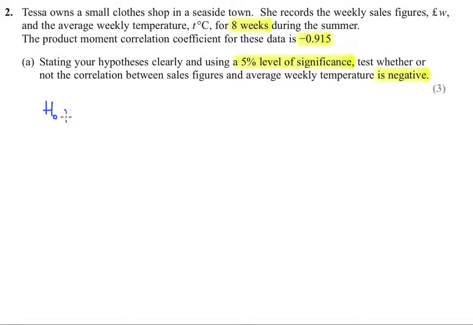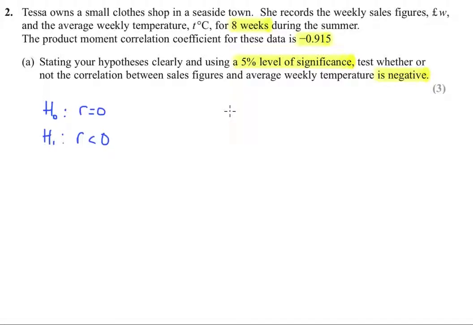So our null hypothesis is that R is 0, and our alternative hypothesis is that R is negative, so R is less than 0. And we need to find the critical values or the critical region to see if there's any evidence that there is actually a correlation after 8 weeks, getting a correlation coefficient of negative 0.915.